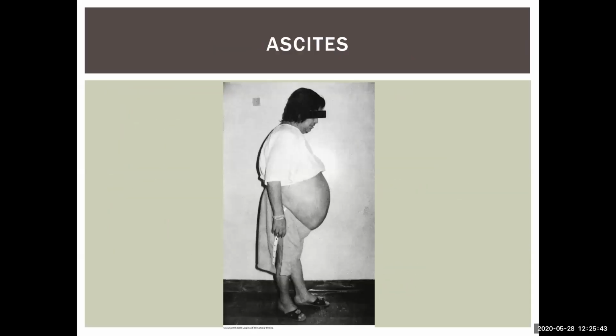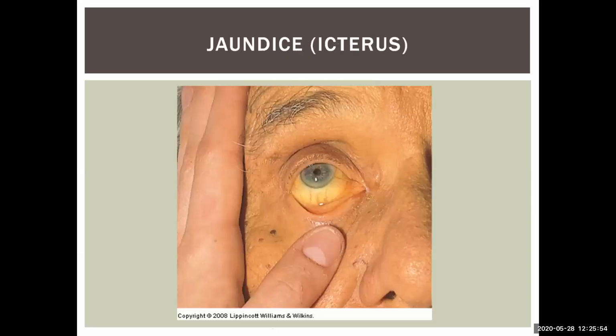This is a person that has ascites, so this is the protein-rich fluid in the abdomen or the peritoneal cavity, and we would do a paracentesis, a needle to remove that fluid. This is icterus, where you can see that patient's skin and their sclera, their eye, is yellow.